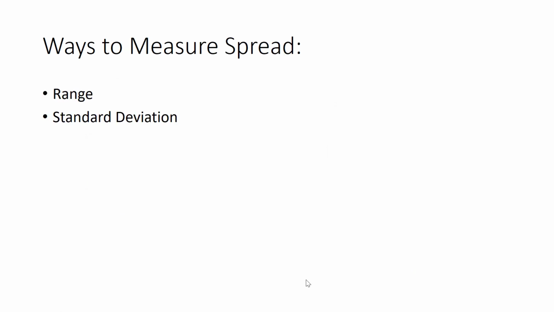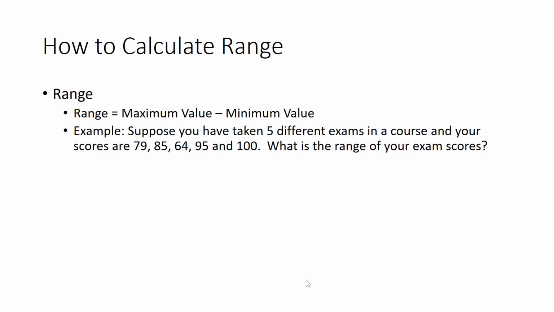The 2 main ways that we will learn how to measure spread are the range and the standard deviation. To calculate the range, you simply take the minimum value and subtract it from the maximum value. For example, suppose you have 5 different exam scores: 79, 85, 64, 95, and 100. What is the range of these exam scores?